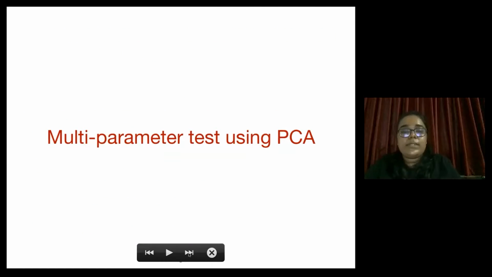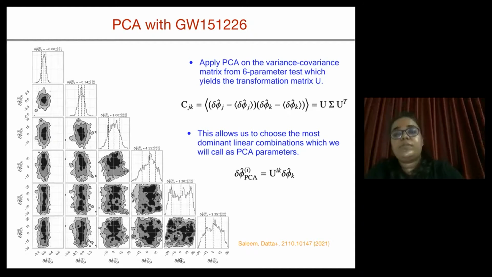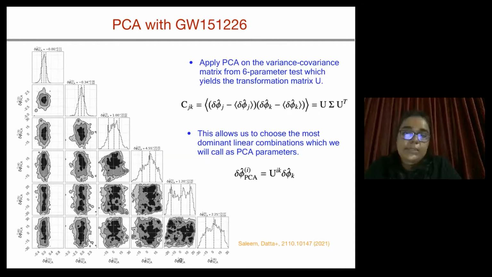So first we'll quickly discuss the PCA aspect of the multiparameter test. These are again the posteriors on GW150914, but now on the PCA parameters. You can see that the first two PCA parameters are very well constrained and very well consistent with 0. And you can see from equation 2 that these PCA parameters are linear combinations of the original parameters. So any measurement on them is like a simultaneous measurement on all the original parameters.